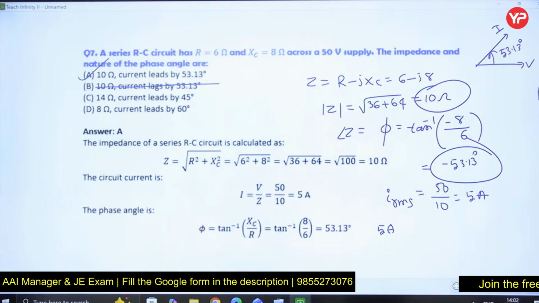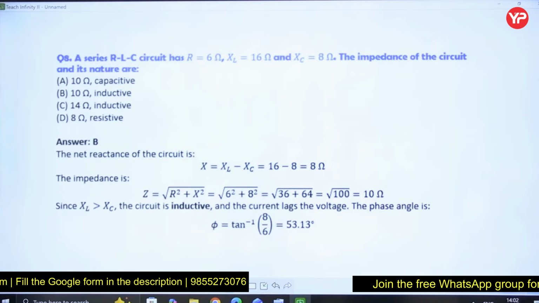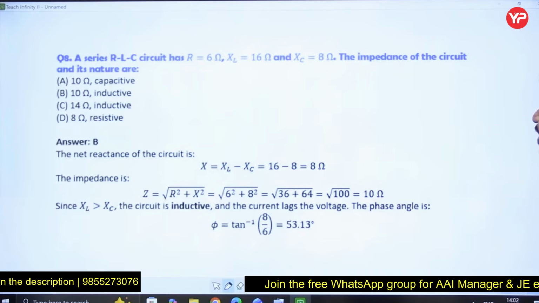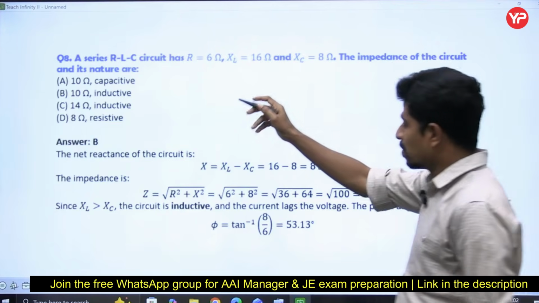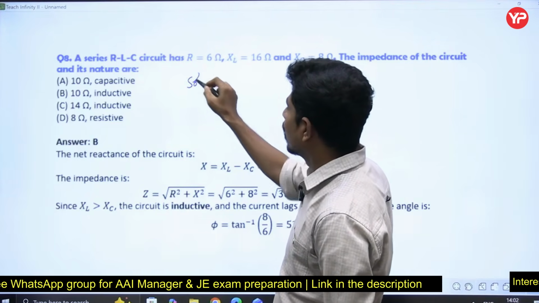Options are framed very beautifully. Observe it carefully, please. Next question. A series RLC circuit, R, XL, XC given. The impedance of the circuit and its nature is. What does it mean by nature? Something new added here. What is Z?